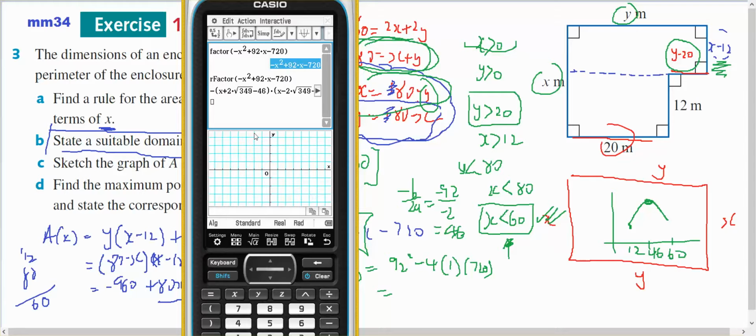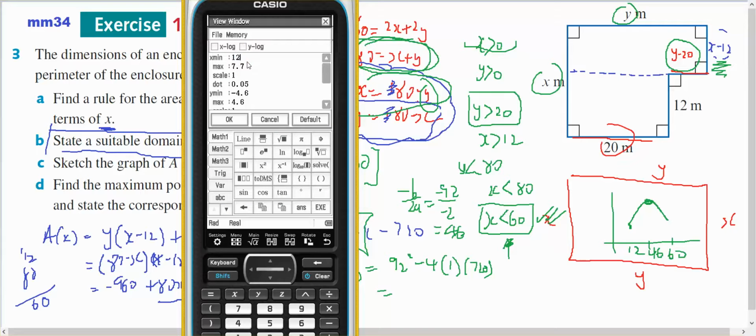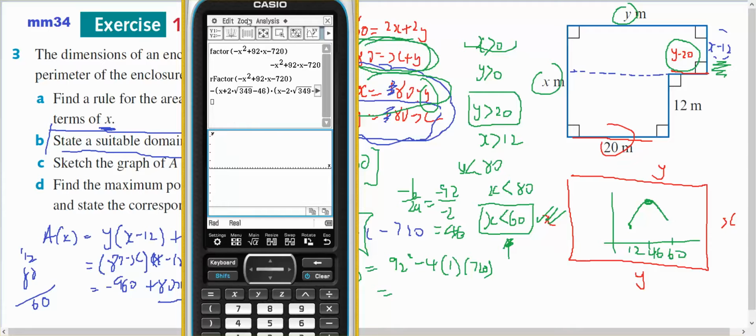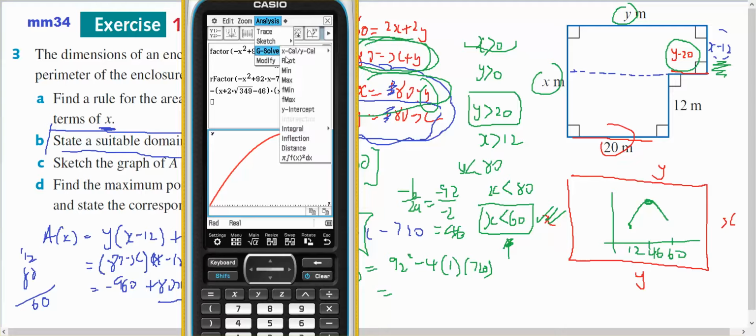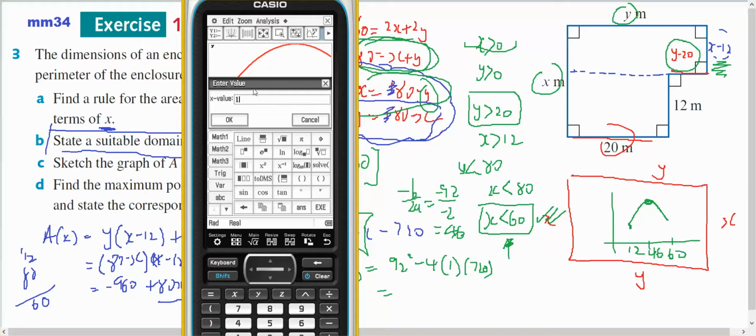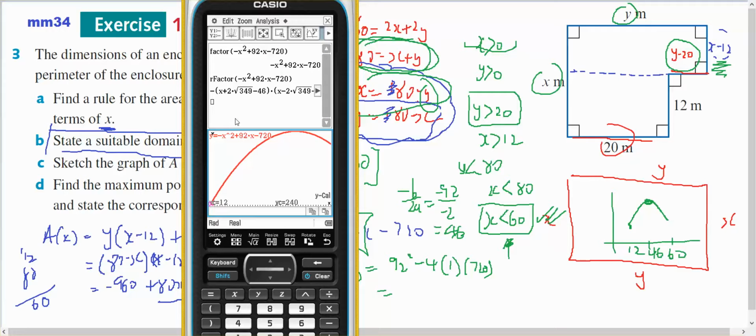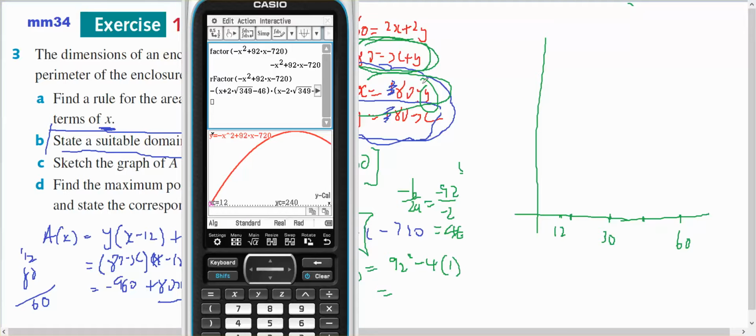So I'm going to drag and drop. I'm going to change my window from 12 to 60. I'm going to do zoom auto, and there it is. And I can do analysis, G-Solve, y-calc when x equals 12, and that gives 240. Okay, I might just pause this for a minute. Okay, I can see that it's 12 and 240.